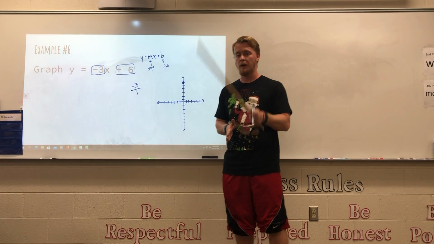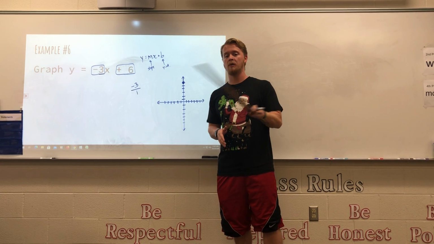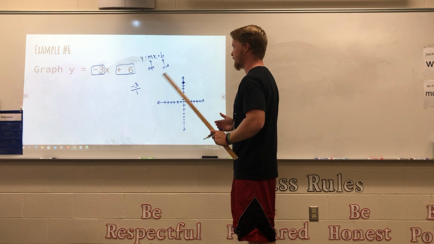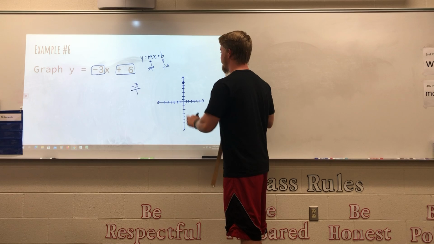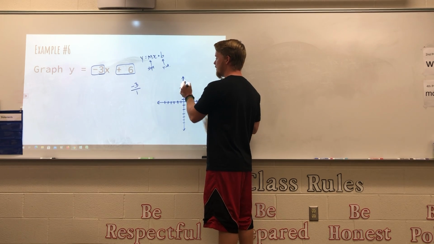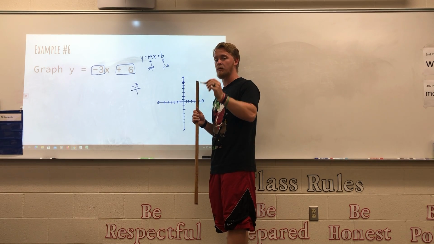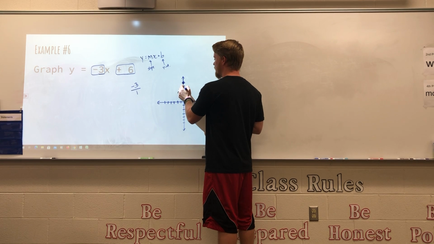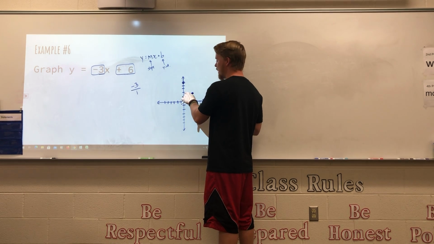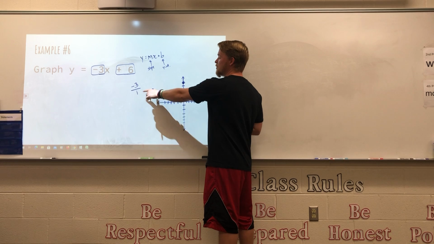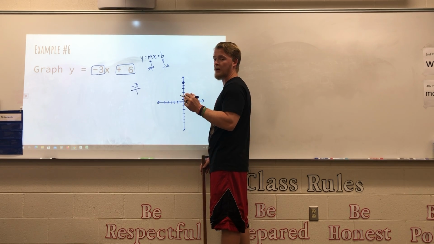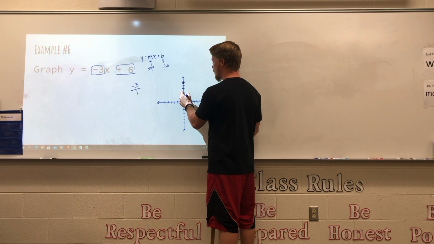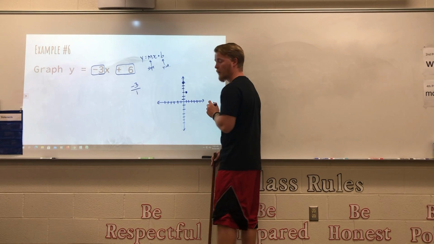Rise means you're going up or down. Run means you're going left or right, depending on negative or positive. So if we have a negative 3 for the rise, that means from the point I just made, since it's negative, I go down 3 spots. 1, 2, 3. I do not make a point there because I still have to use my run. If my run is positive 1, that means I go to the right 1 spot. So from here, I go right 1, and that is where that point would be made.